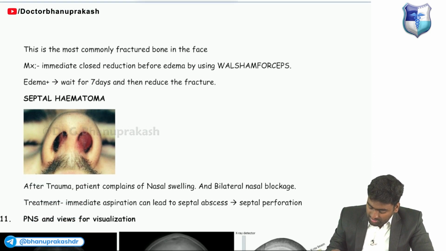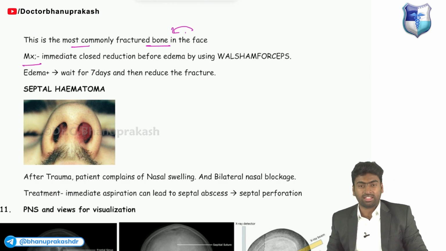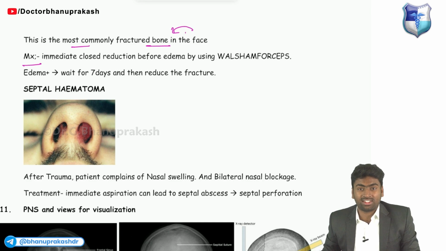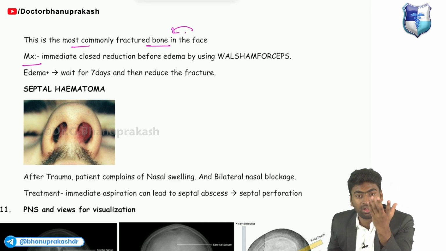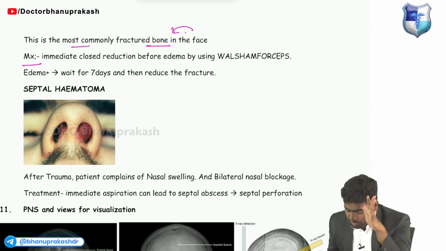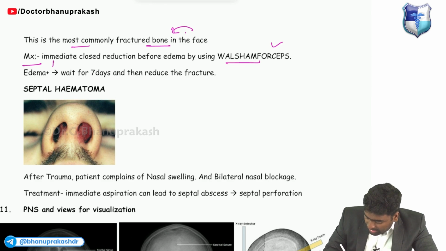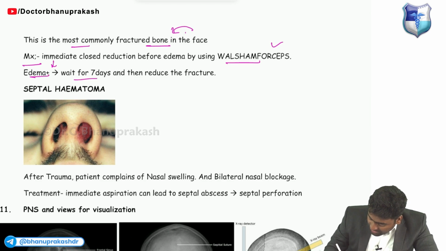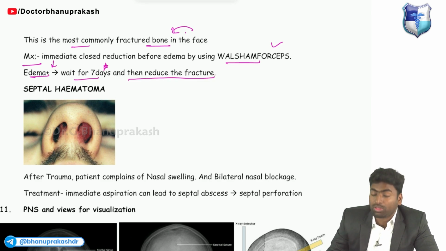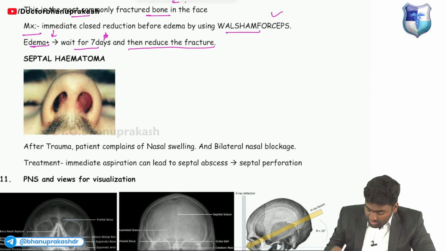Okay? Then, I told you the most common bone to be fractured in the face is the nose. And what management will we do for that? In the case of nasal bone fracture, we do immediate reduction, because once there is formation of edema, it is difficult for us to reduce the bone. So we'll do it with Walsham's forceps, but before the edema occurs. If edema has come, mostly within 8 hours, then we'll wait for 7 days, let the edema settle first, and after that we'll do this reduction. Then we'll do this next part.